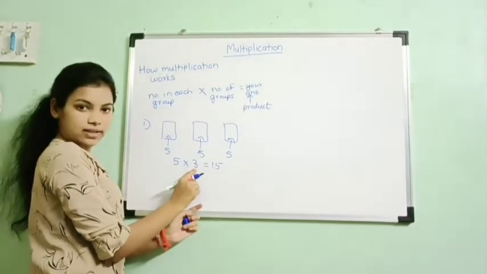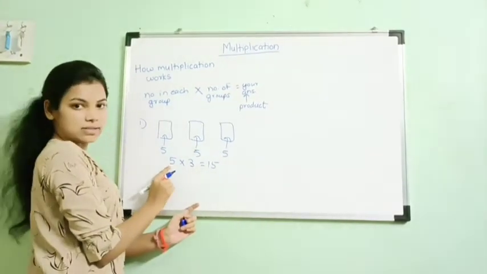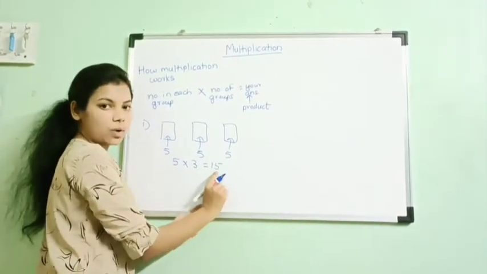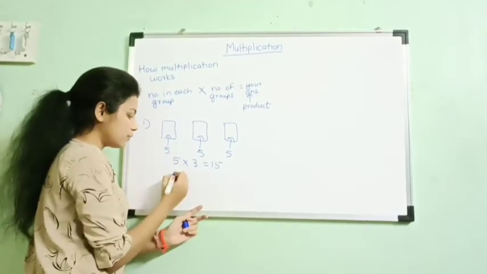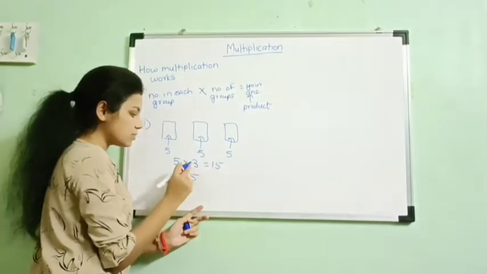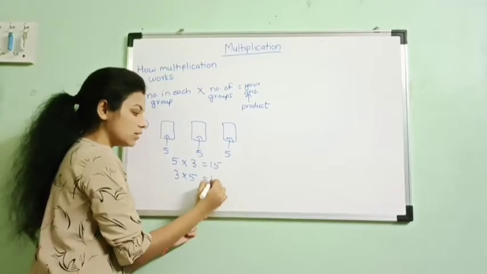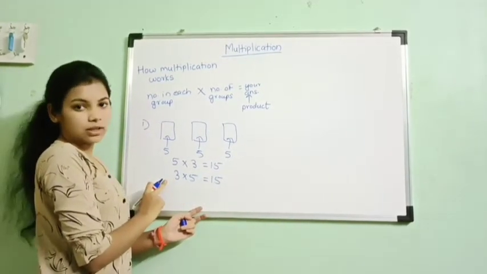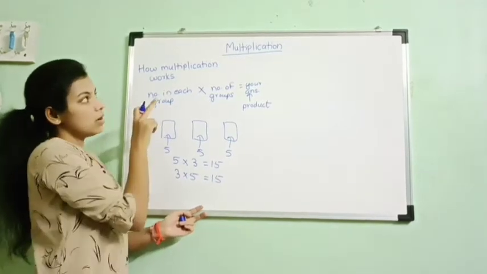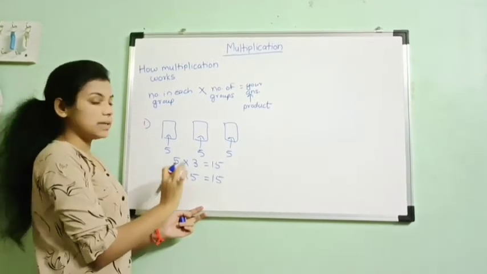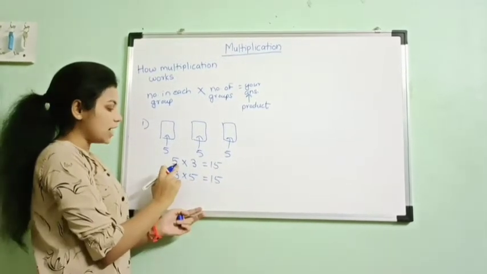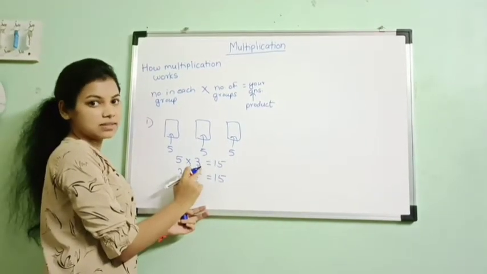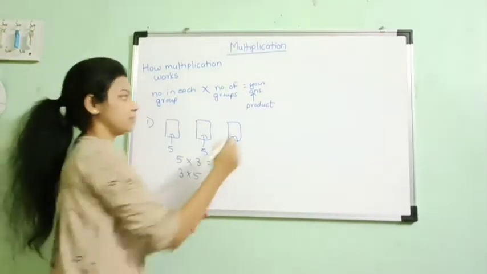This 3 is called the multiplicand and 5 is called the multiplier, and this 15 is called the product. Even if we interchange this multiplicand and multiplier, the result will be the same, and this is called the commutative property in multiplication. Multiplication is repetitive addition. We are adding 5 here 3 times, so this is repetitive addition.